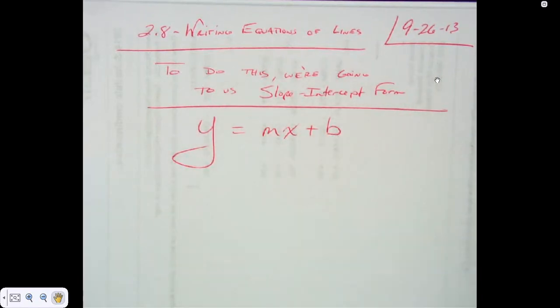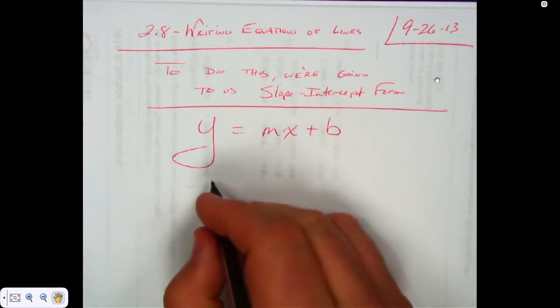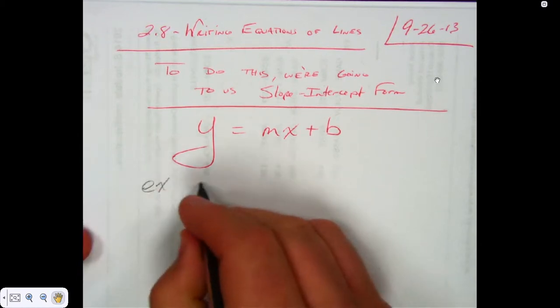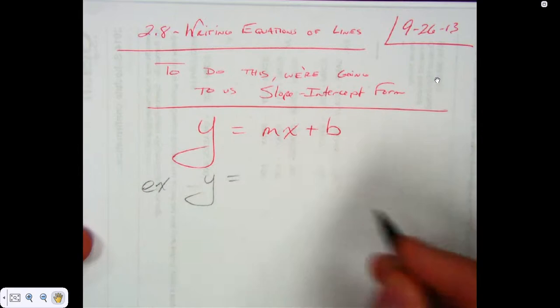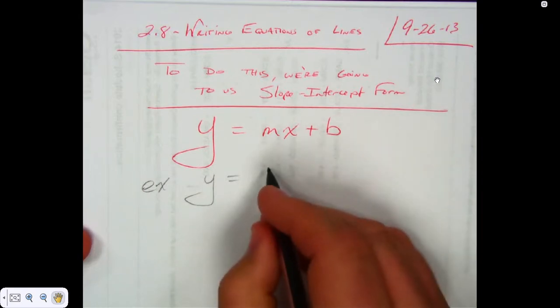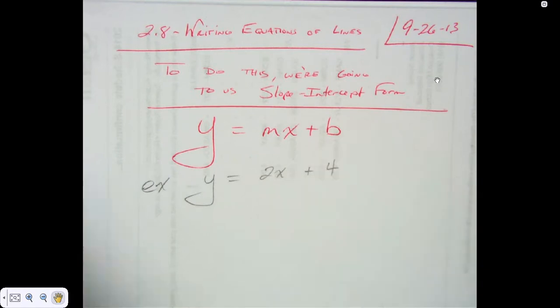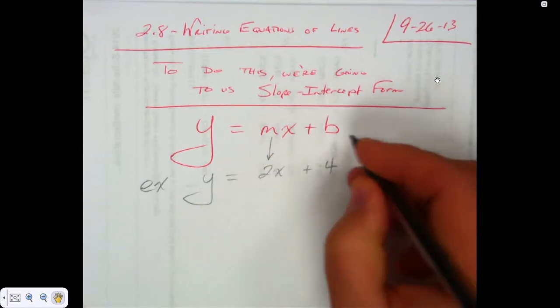You guys tell me, looking at y is equal to mx plus b, what is usually a number and which one's usually a variable? Give me an example of an equation of a line. Y equals what? 2x plus 4? 4. What stayed a variable and what became a number? The m became a number and the what?